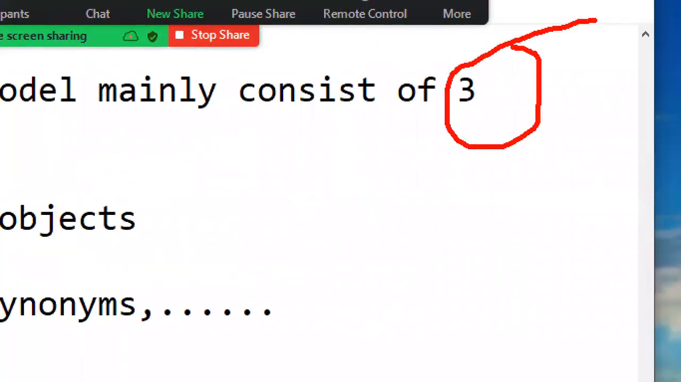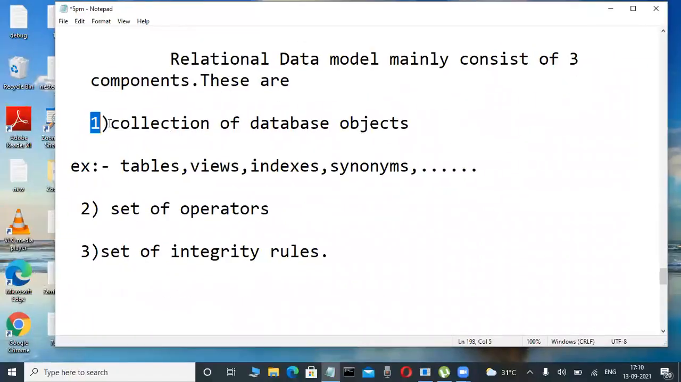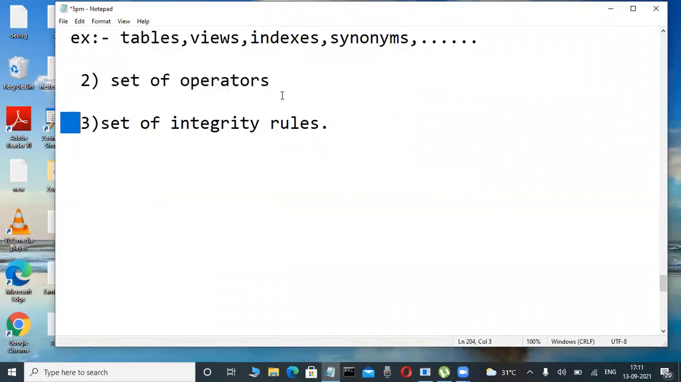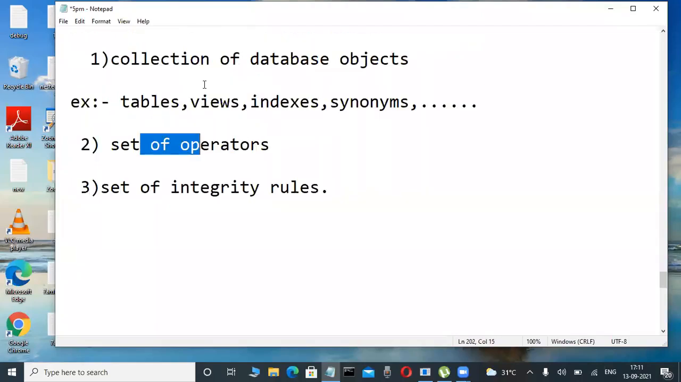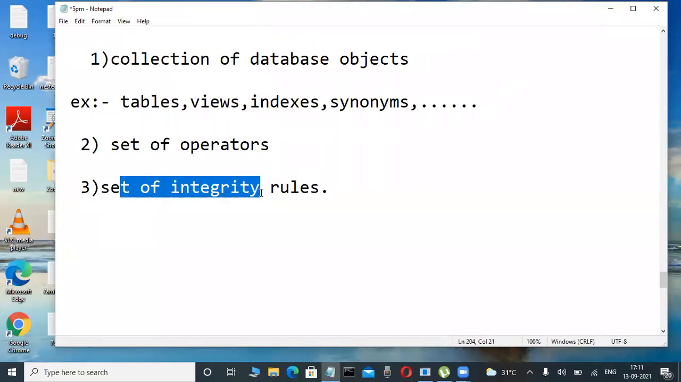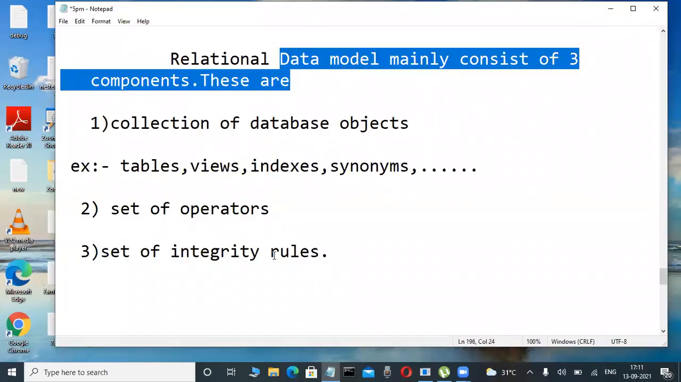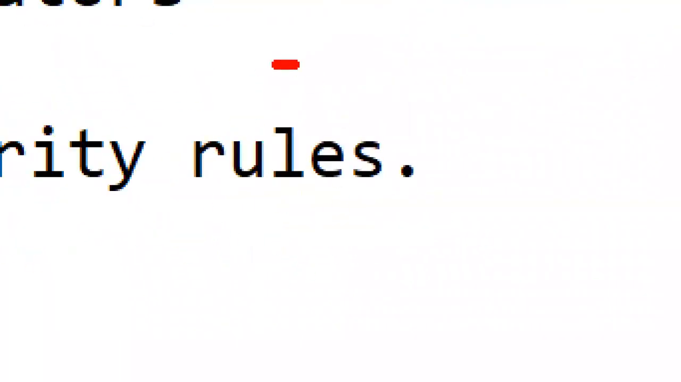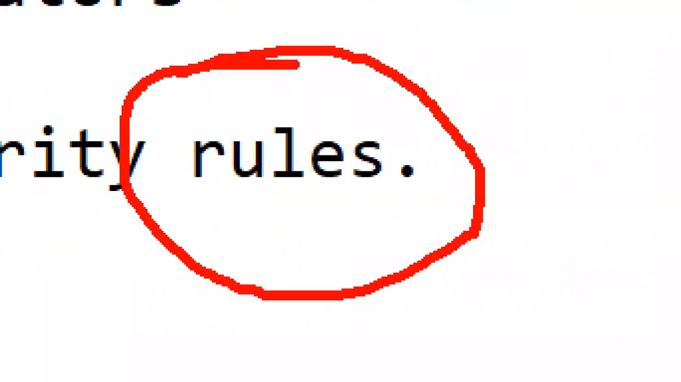One is a collection of database objects: tables, views, indexes, and so many other database objects. What a view, an index, and a synonym are, we will learn in our course. Again, a set of operators, which I already mentioned, like is equal to, less than or equal to. Another very important one here is a set of integrity rules. Relational data model products are always based on a set of rules. If you have an idea of these rules, you can operate relational data model products at your fingertips.